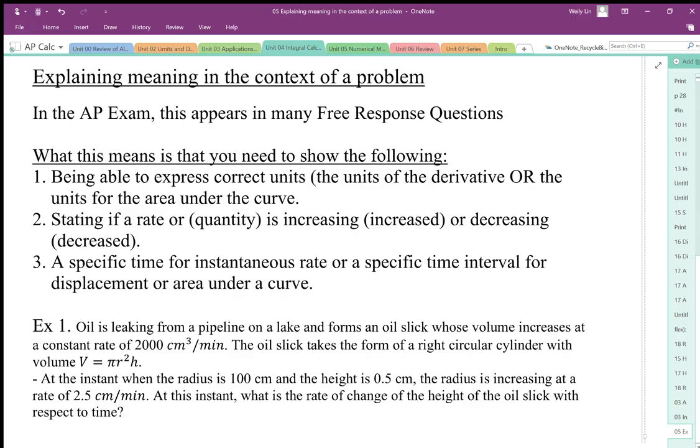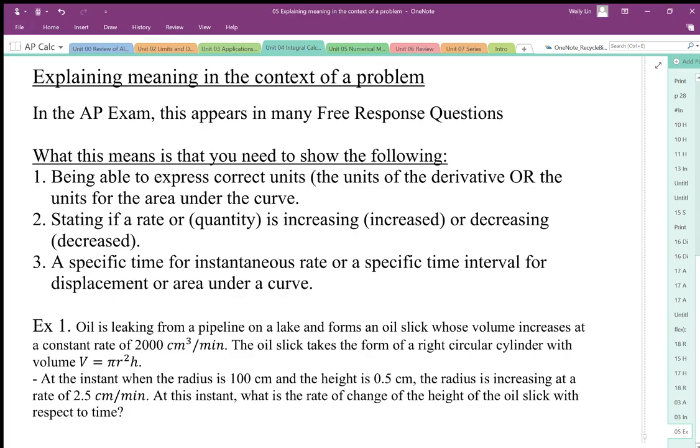If you're stating a rate, you need to state whether it's increasing or decreasing. If you're stating a quantity, you have to state whether that quantity increased or decreased. And thirdly, what they're looking for is a specific time for the derivative. So if you're saying that it has a rate of x, you need to state it happens at time equals y.